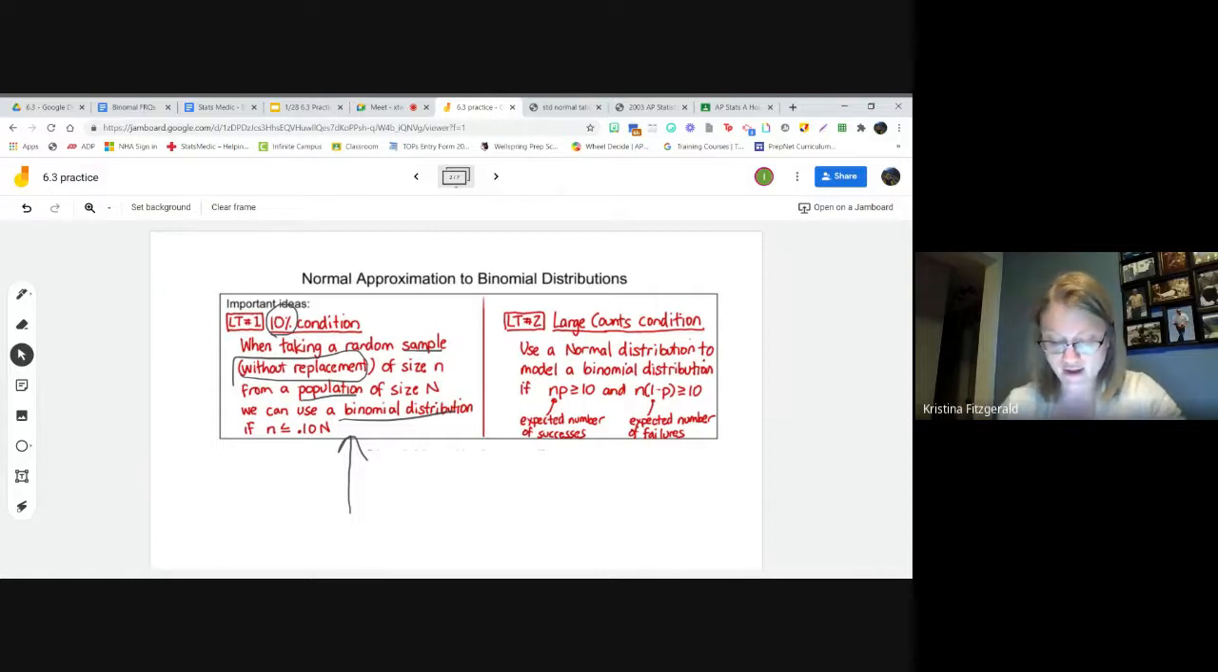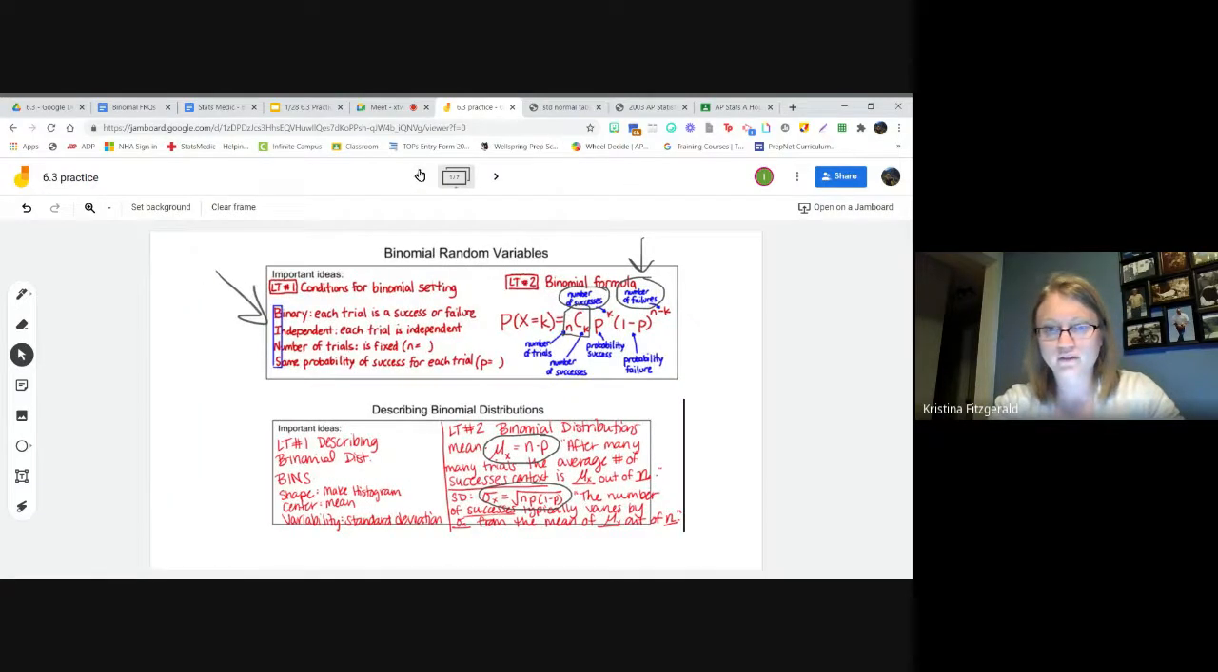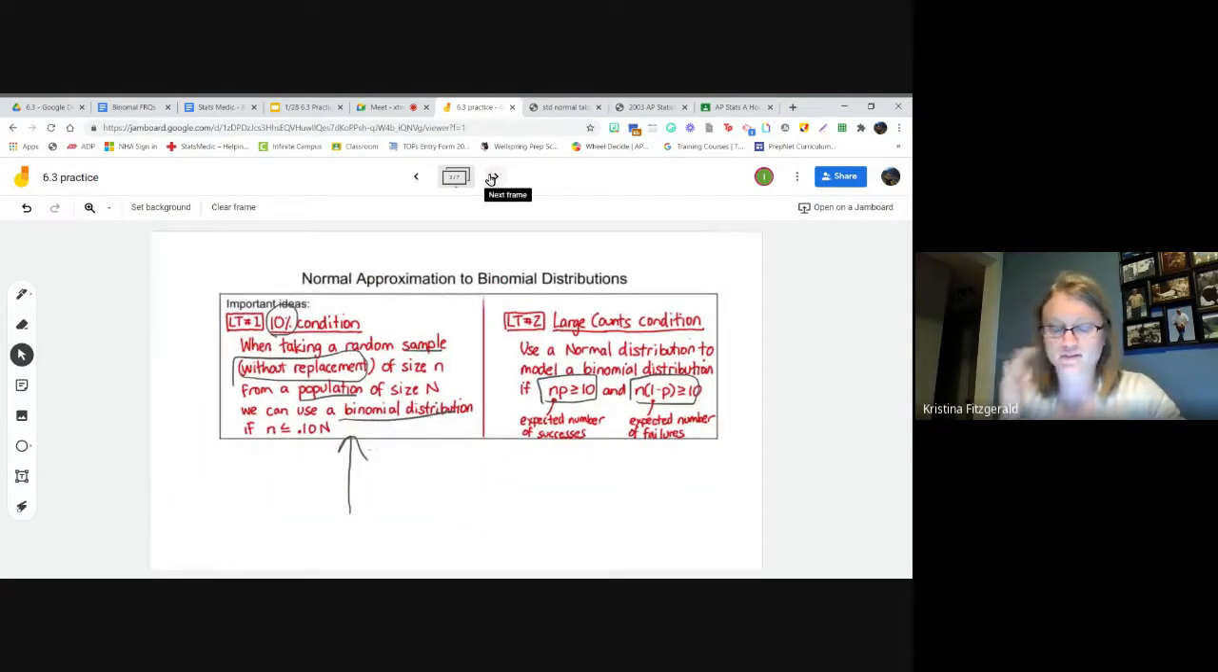in our case. And then for the other scenario, sometimes we can also satisfy this condition, which is called large counts. And that essentially says that if that works, then we can also use the normal distribution instead. So if you don't want to use this crazy formula in the calculator, as long as this condition is good to go, then you can also just calculate a z-score and get the probability that way.